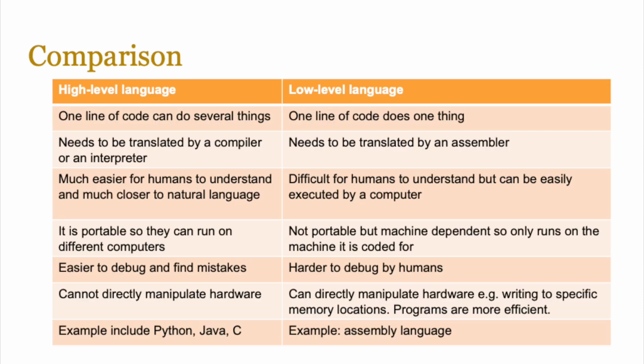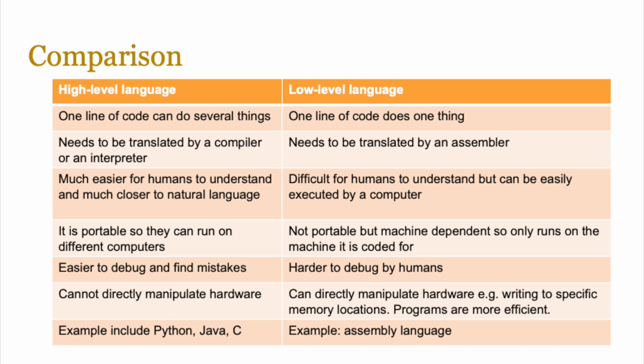Okay, on screen is a comparison table between high-level languages and low-level languages. High-level languages, one line of code can do several things. In a low-level language, one line of code does one thing only. High-level language needs to be translated by a compiler or an interpreter. We're going to be looking at those. Low-level languages need to be translated by something called an assembler. High-level languages are much easier for humans to understand because they're closer to natural language. Low-level languages are more difficult for humans to understand, but can be easily executed by a computer.